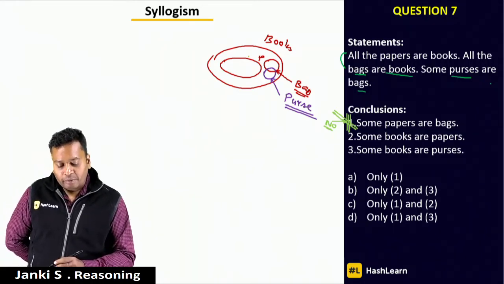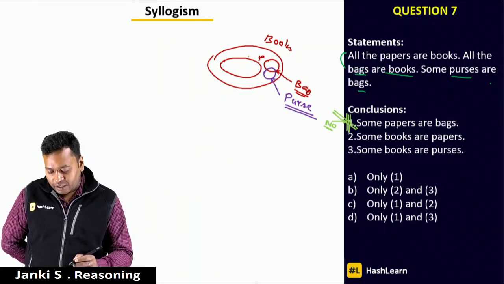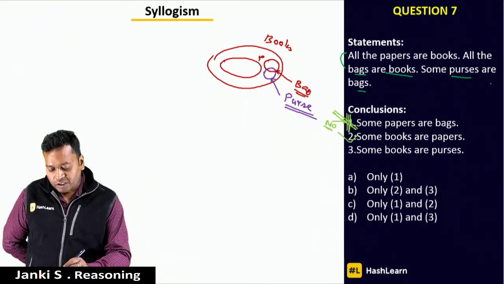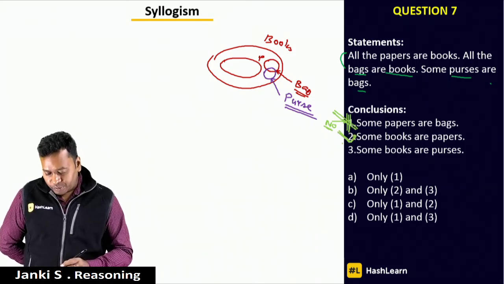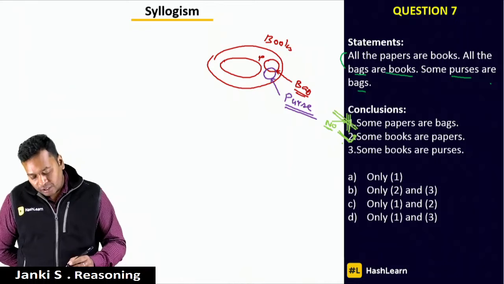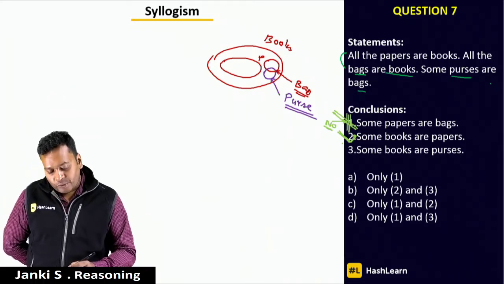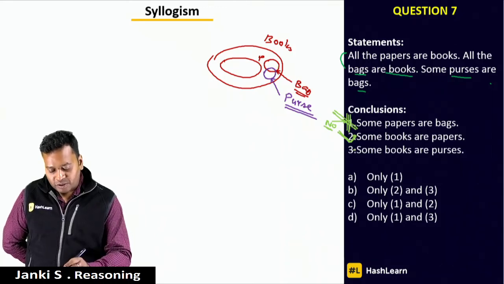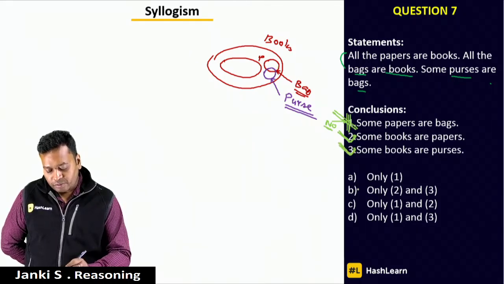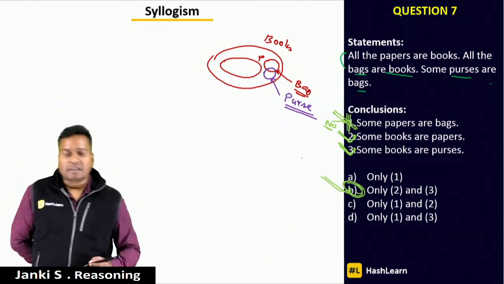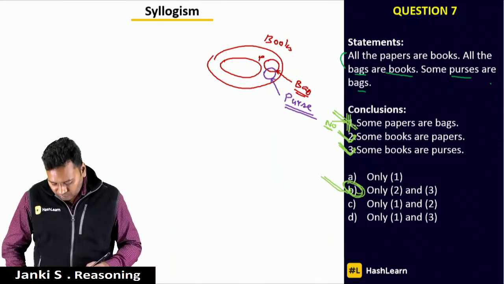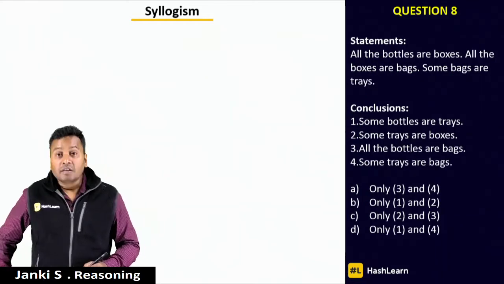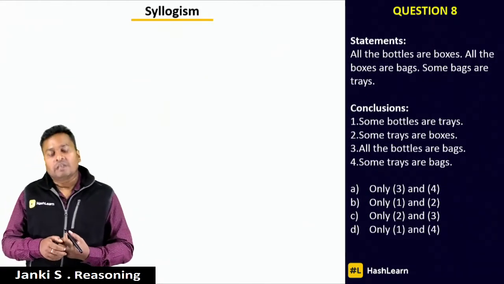Some books are papers. So second one is definitely possible here. Then some books are purses. Some books are purses is also possible here, right? So 2 and 3 तो definitely possible है. मेरा आंसर ऑप्शन हो गया ऑप्शन बी, right? So that's my representation. Let's move to question number 8.